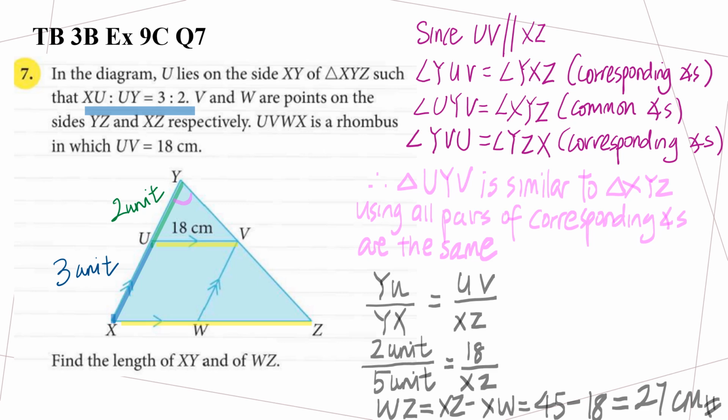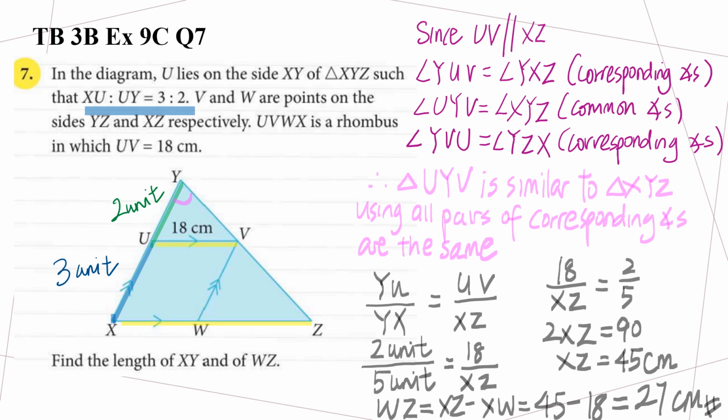Oh, sorry, I'm supposed to find XZ first. So ignore the last line. Let's find XZ first. So XZ is 45 centimeter. So therefore, your WZ will be XZ minus XW. So this one should come out last.